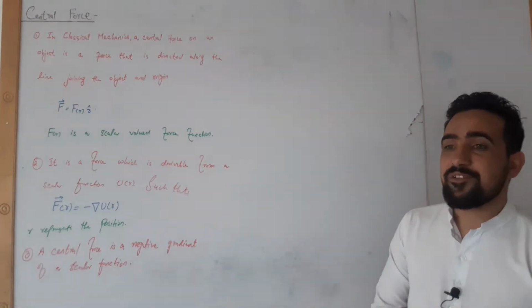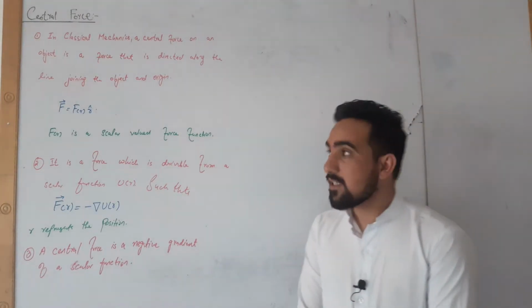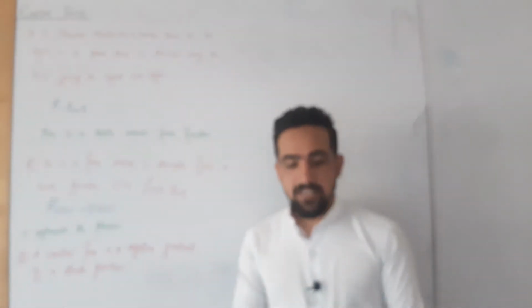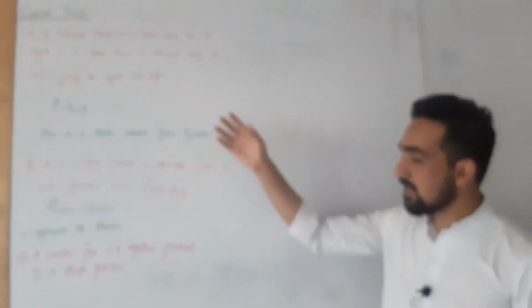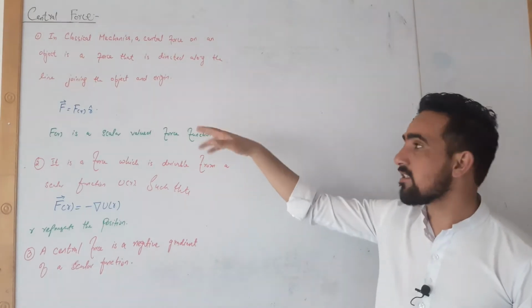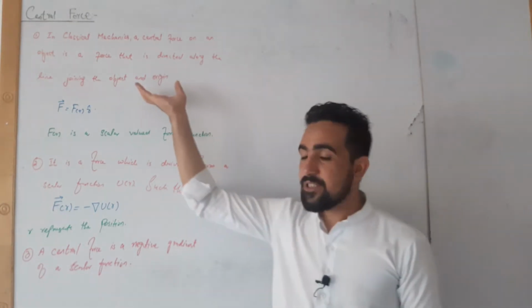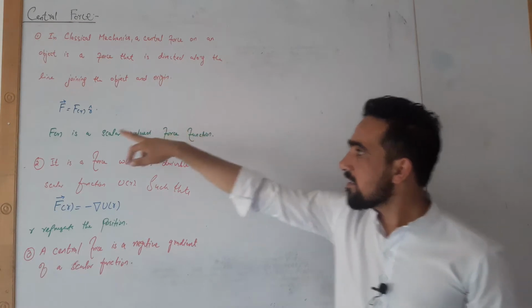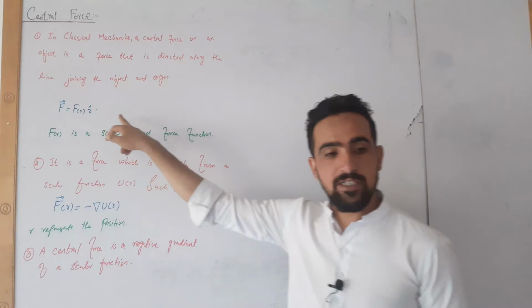So, what is a central force? In classical mechanics, a central force on an object is a force that is directed along the line joining the object and the origin. There are many things that we are going to discuss in detail in this lecture, that is, how the line joining is associated to the object and the force. All this could be written as the force F is f of r along the unit vector r.